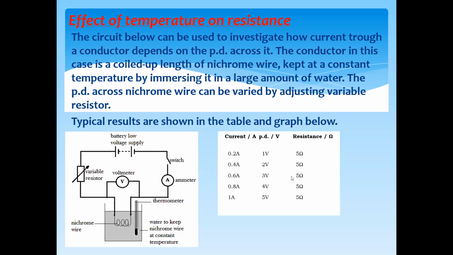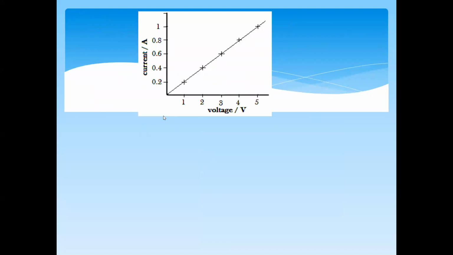These are the results we obtain when we change the voltage and current using the variable resistor. When the current is 0.2, the voltage was 1, so the resistance comes out as 5. When the current is 0.4, the voltage is 2, and across the nichrome wire we again get 5. So here you can see the resistance remains constant. Now we will start heating it.